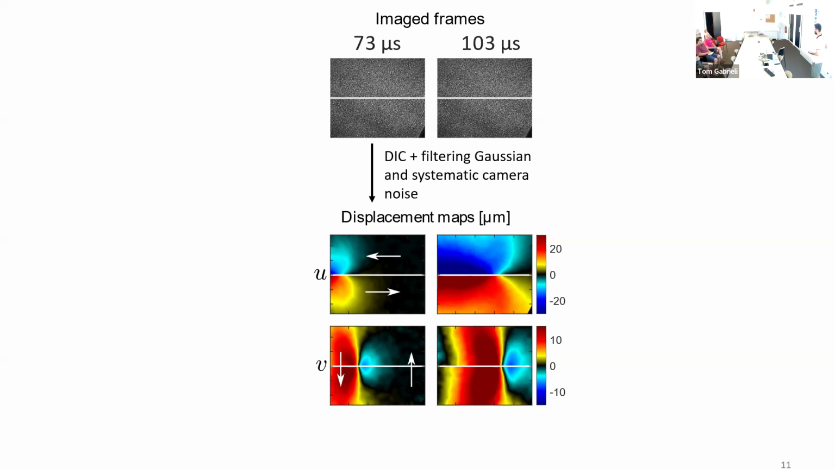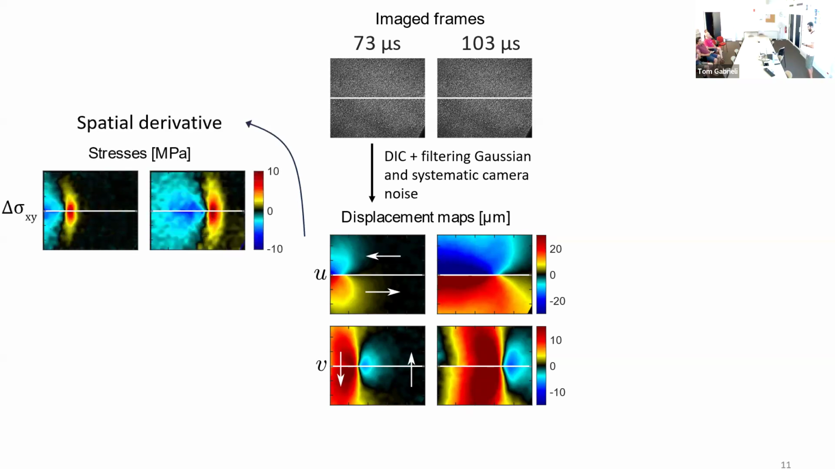So we can take these displacement maps and differentiate them spatially to get the strains. And from the strains, we can also get the stresses using the elastic modulus of the material. And we can get a 2D image of the shear stress in this case, or the change in shear stress along the experiment. So in this exact frame, we see an increase of shear stress and a decrease, which suits what we know about the rupture.